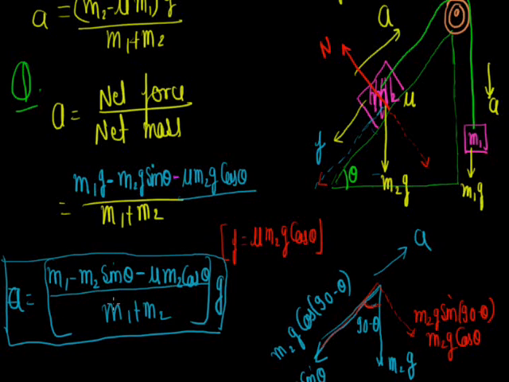So this is the simple way for finding out acceleration: net force upon net mass. Always while calculating net force, we should remember to take the component of force along the direction of acceleration. If it is in the same direction, then just take the positive sign, and if it is in the opposite direction of acceleration, just take the negative sign, and we can find out the value of acceleration. In the next class we will do some other problems based on some other knowledge.